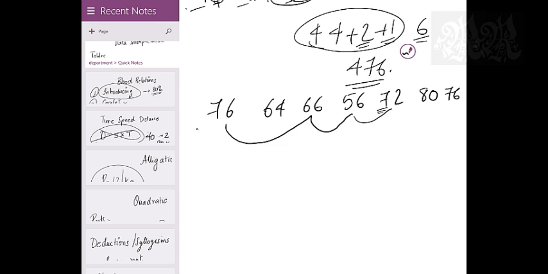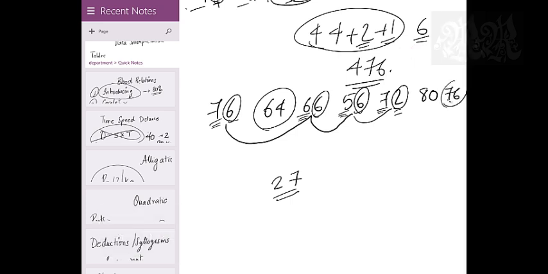I have front 7, 7 plus 5, 12, 12 plus 6, 18, 18 plus 7, 25. Because of these three 6s and the 2, I got 2 extra. So I'll become 27. 64 and 76 can be merged. 7 and 6 is how much? 13, 13 plus 1, 14, so plus 14, and plus 8 for the 80. What is 27 plus 14? 41. 41 plus 8 is 49, that's the answer, 490.